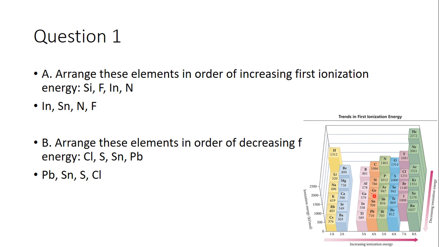Pb, Sn, S, Cl. Now, one thing I do want to point out for this is that Pb actually has a higher ionization energy than Sn. However, you wouldn't know that unless you actually memorize the numbers, and they're actually very close. So what we're going to do is we're just going to follow our trend, bottom left to top right.